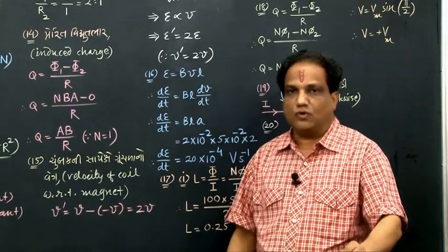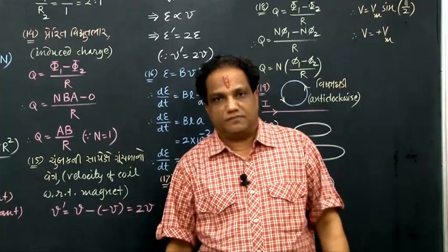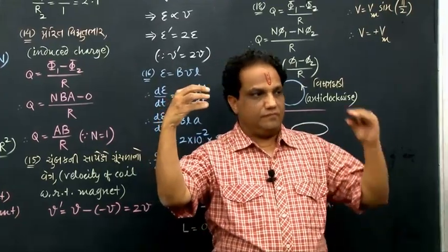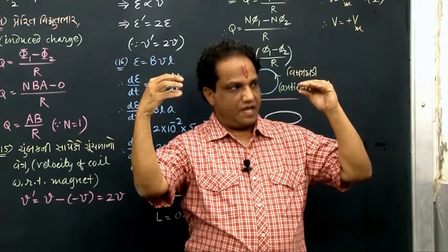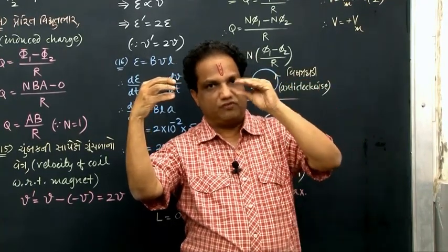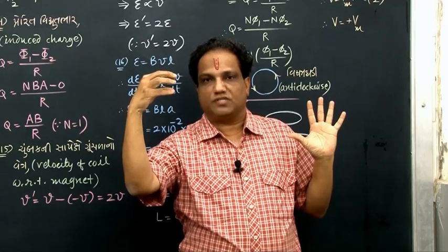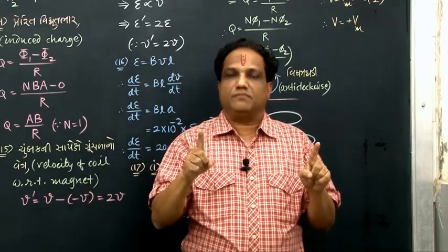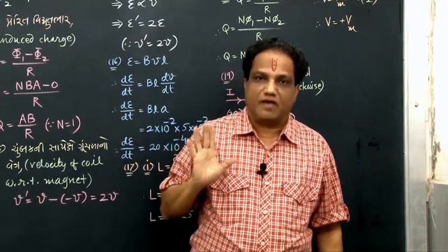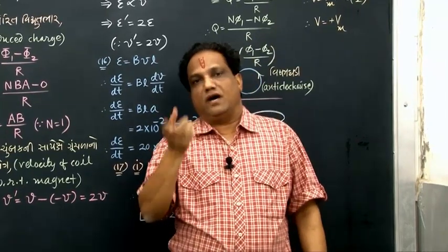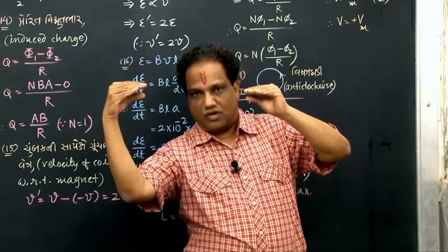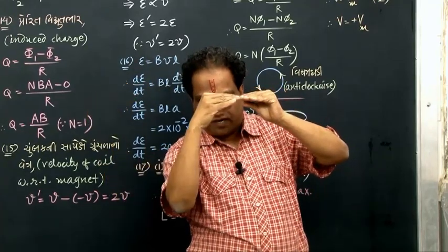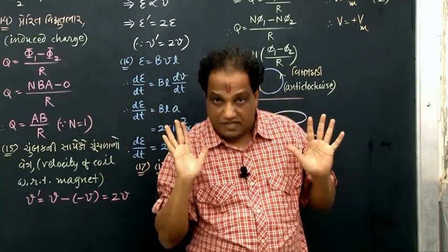Look, initially what is done? There is a coil, there is a magnet. Initially the coil is kept at rest and the magnet is moved with velocity v towards the coil. At that time we get induced EMF capital E. And now what is done? Along with the magnet, this coil is also moved towards the magnet with the same speed.